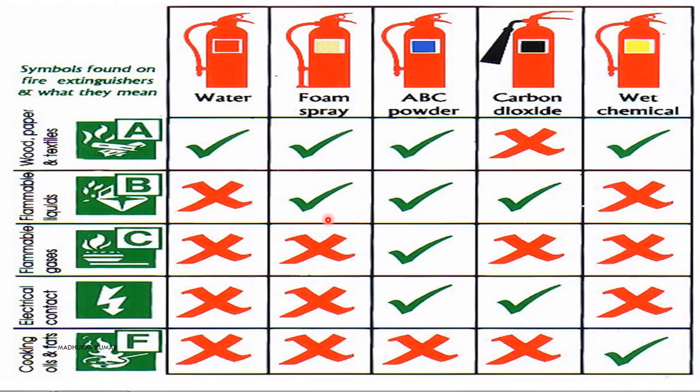Now we use some of the chart in which first of all I will tell you about the color coding. Water is of red type, foam is of the creamish type, and then ABC powder is blue, carbon dioxide is black, and wet chemical is yellow.